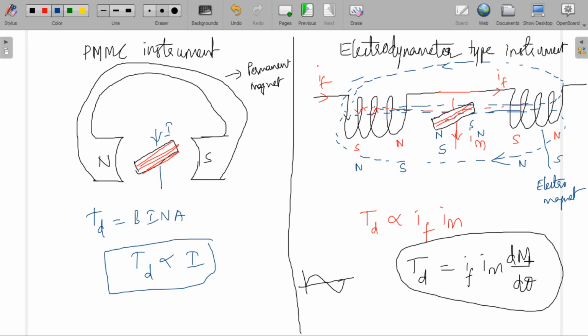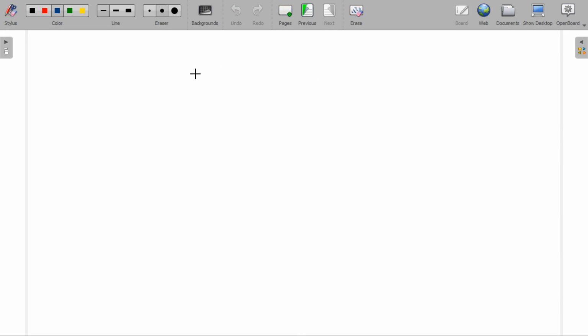Okay, now coming to this mutual inductance. Td is given as IF IM dM by d theta. This is the instantaneous torque.